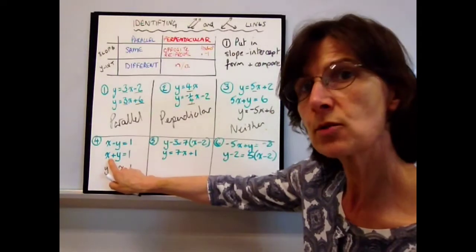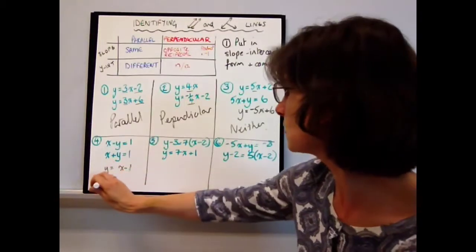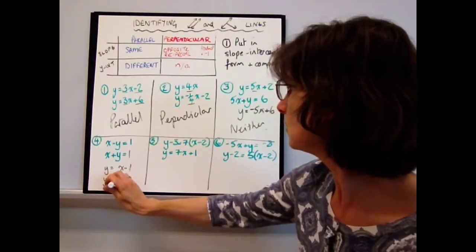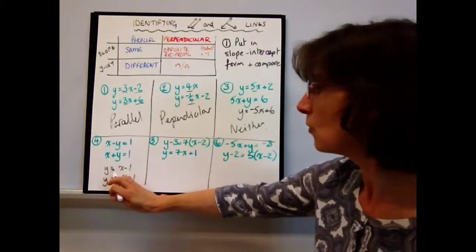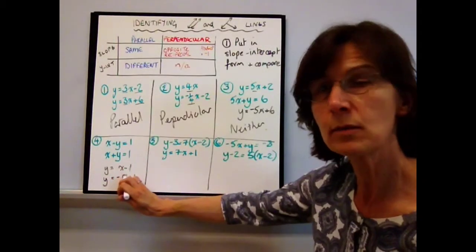Then I'm going to rearrange this one. It's a lot easier. Just subtract x from both sides. Y equals negative x plus 1. Let's look at the slopes. 1 is the invisible 1. 1 is the invisible negative 1.